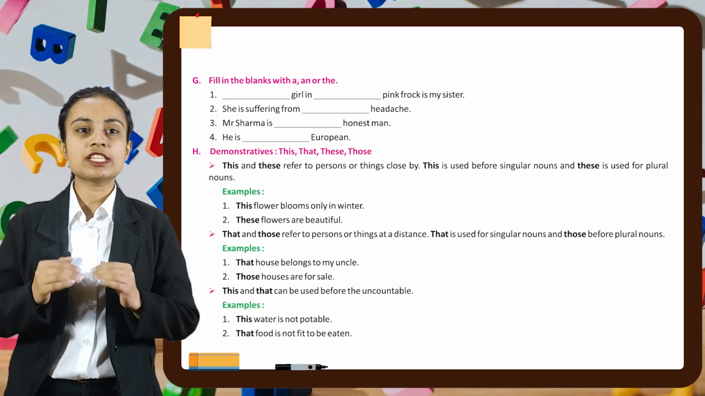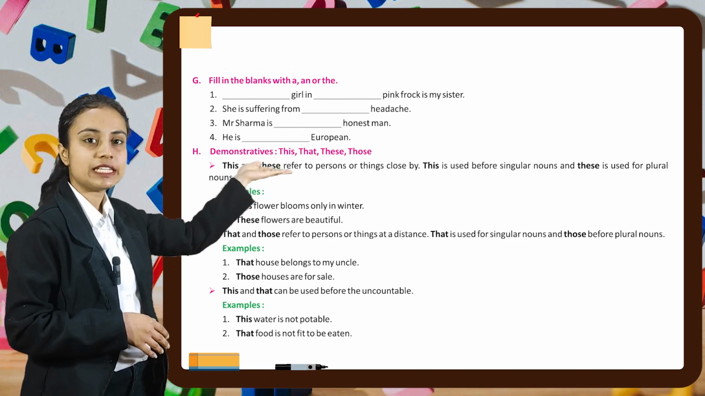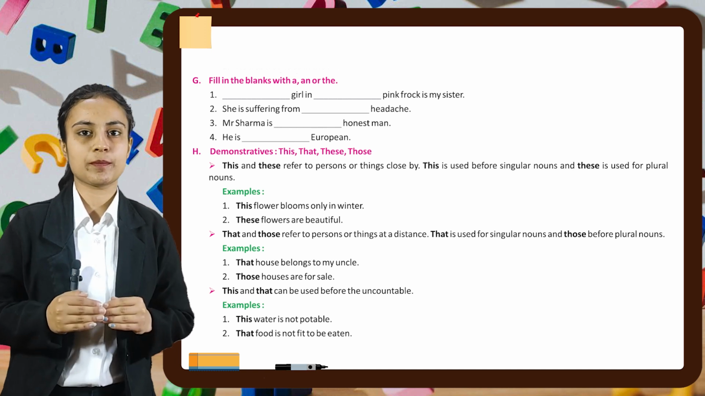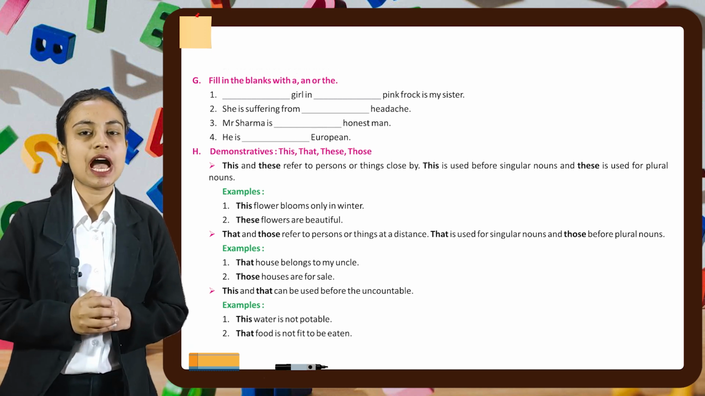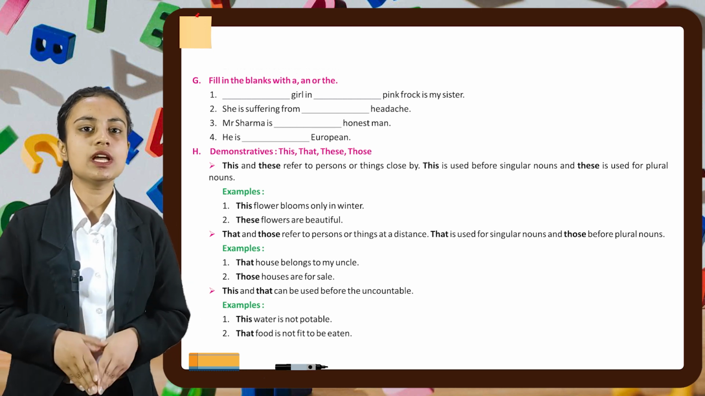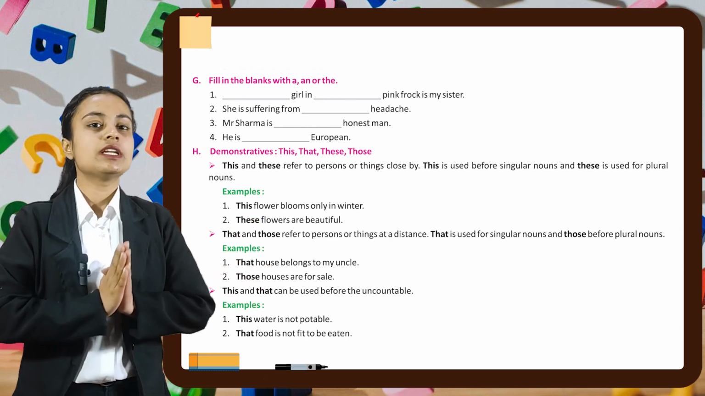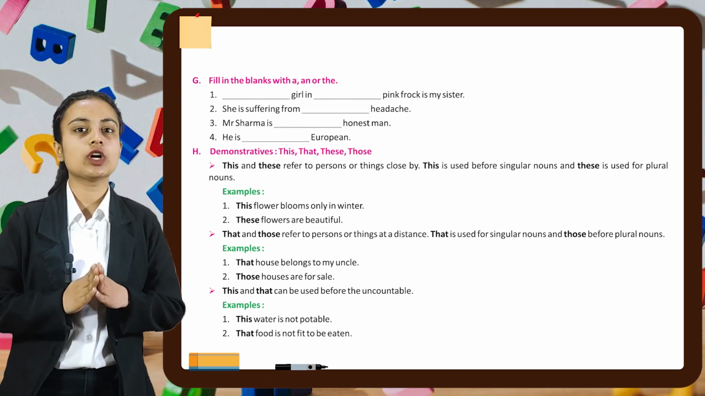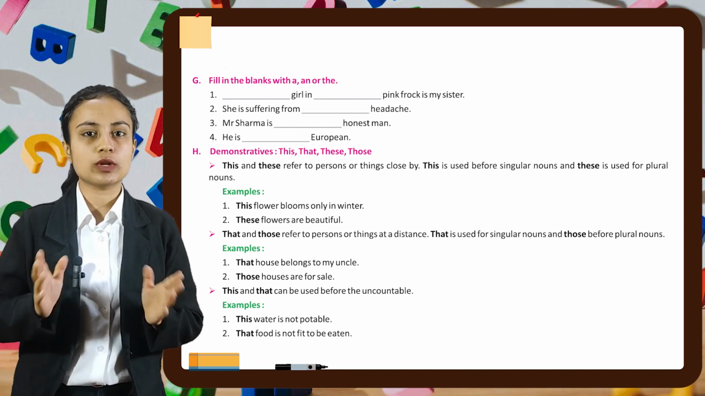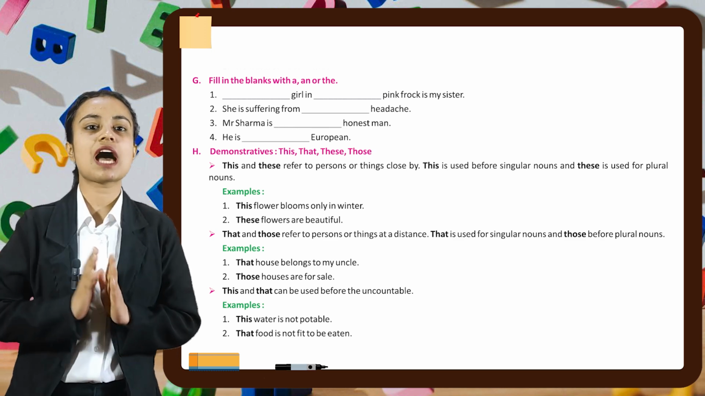With that, we'll move on to the next topic of this chapter, which is part H, demonstratives: this, that, these, those. This and these refer to persons or things close by. This is used before a singular noun and these is used for plural nouns. For example, this flower blooms only in winters. These flowers are beautiful. Now that and those refer to persons or things at a distance. That is used for a singular noun and those before plural nouns. For example, that house belongs to my uncle. Those houses are for sale.